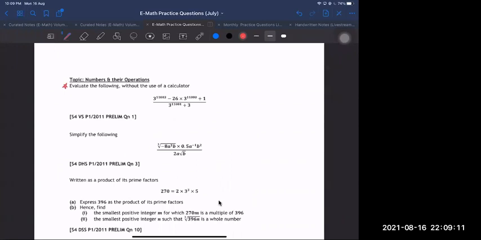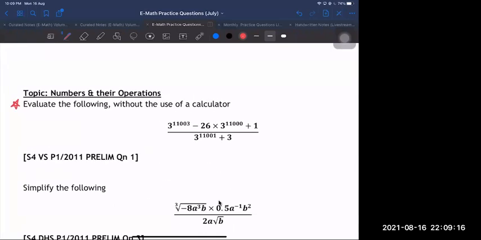Okay, great. So I'll start with the first question, which is the one here. Evaluate the following without the use of a calculator.